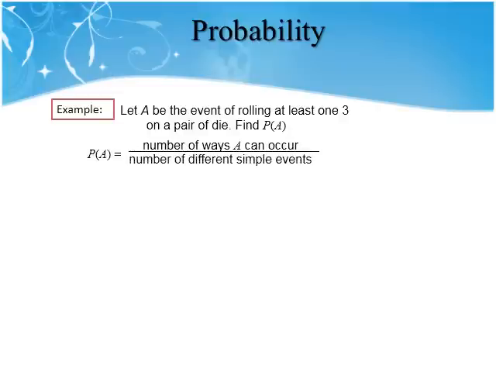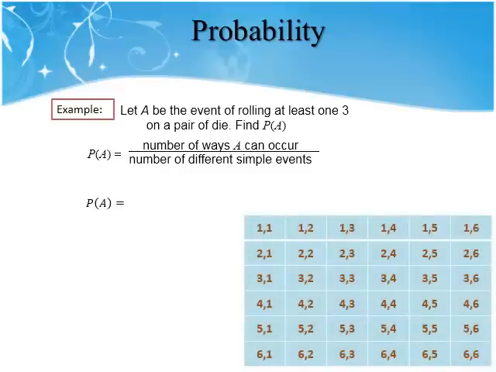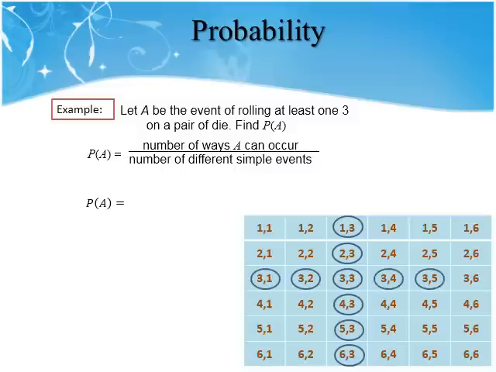So using our formula, we want to find the probability that A occurs. So let's consider the sample space. Now if we think about the simple events that have a 3 occurring on the second die, that's going to be the 3rd column over. So it'll be all these rolls with a 3 on the second die. Also, we want to consider what happens when we roll a 3 on the first die. So that's going to be this third row down.